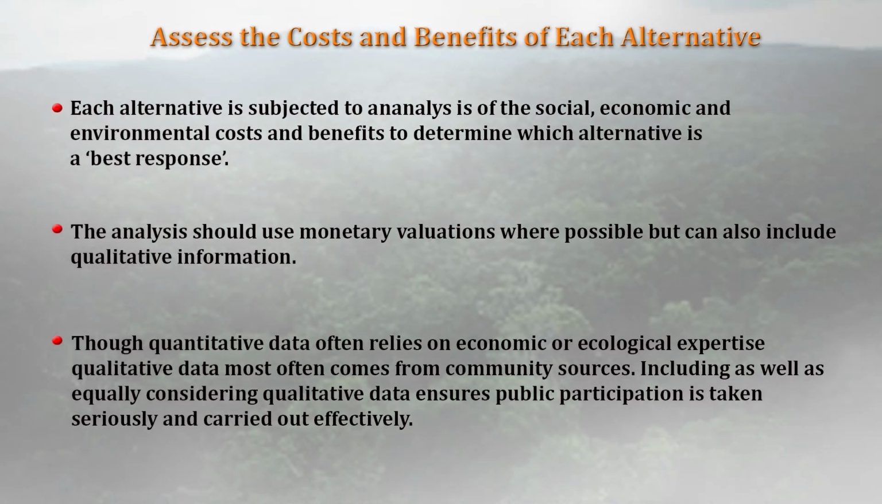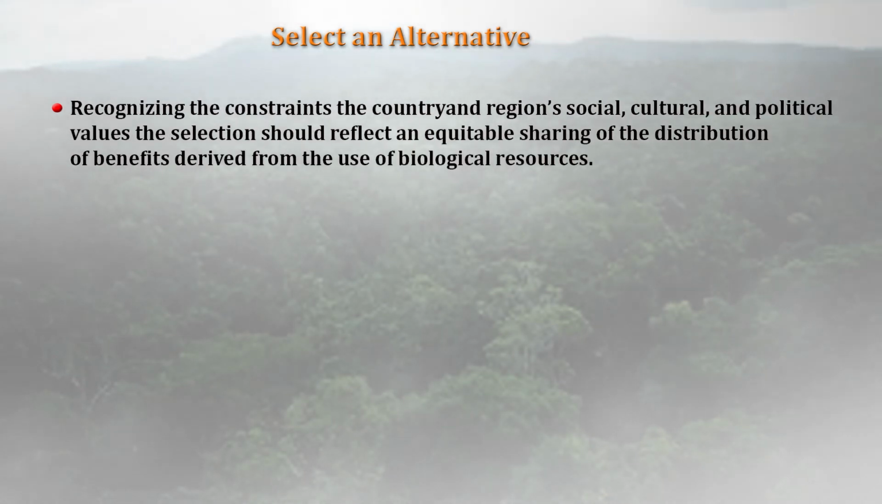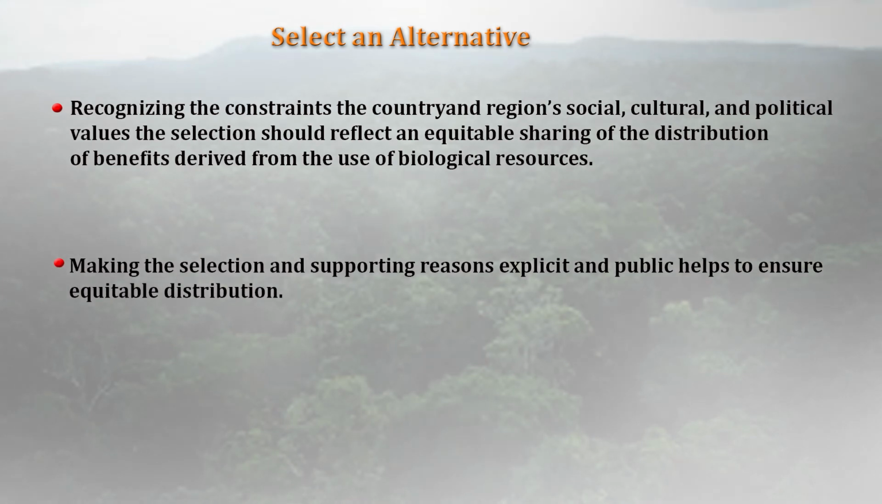Quantitative data relies on economic and ecological expertise, while the qualitative data most often comes from community sources. Equally considering qualitative data, public participation is also taken seriously, and that can be carried out effectively. By selecting alternatives, we should recognize the constraints, the country and the region's social, cultural and political values. The selection should reflect an equitable sharing of the distribution of benefits that are derived from the use of biological resources. Making the selection and supporting reasons explicit to the public helps to ensure the equitable distribution.